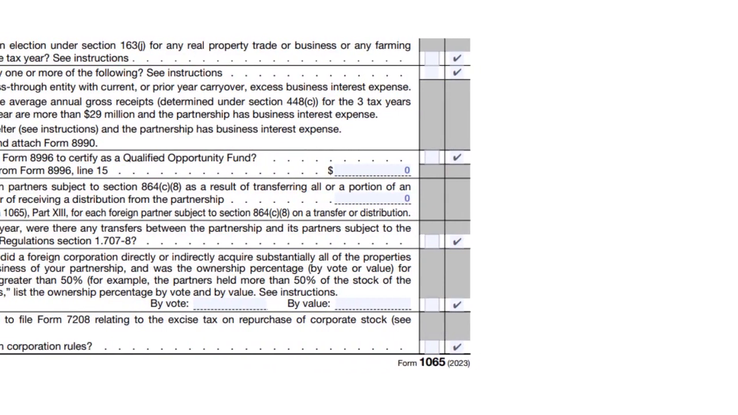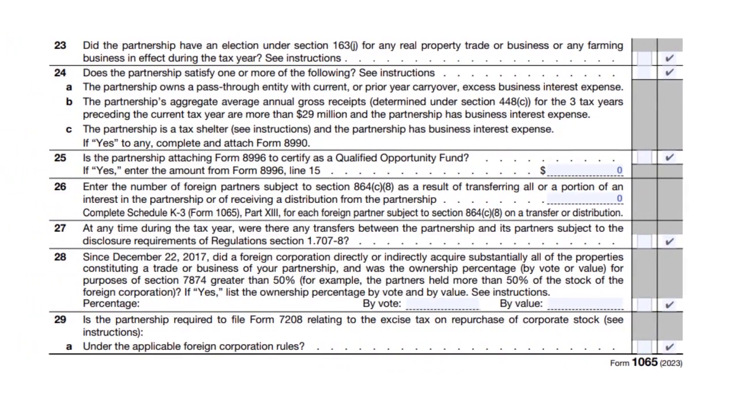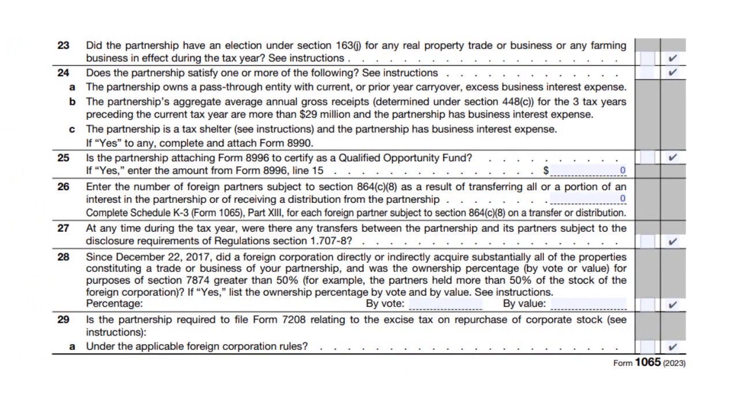Same thing here. From line 23 all the way to line 29, basically all questions that were asked here do not apply to us. But again, if anything applies to your situation, or if you have any question or comments about this particular section of Form 1065, let us know in the comment section. We'll get back to you.